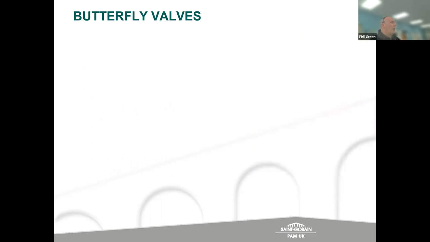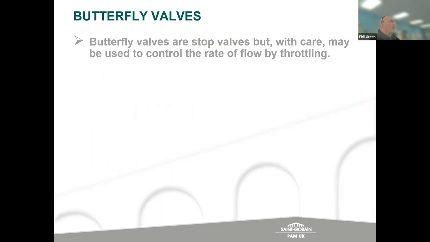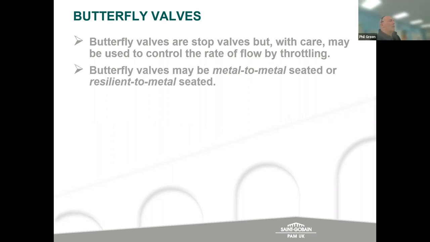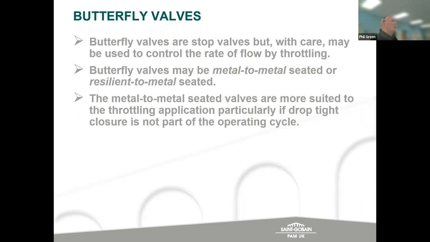Butterfly valves can be used as stop valves, but with care, they can be used as throttling valves or to control rates of flow. But you have to be mindful and careful when you do that. They can be metal to metal or resilient to metal seated. Metal seat valves are more suited to throttling applications, particularly if drop tight closure is not part of the operating cycle. So they're a bit easier to use for throttling.